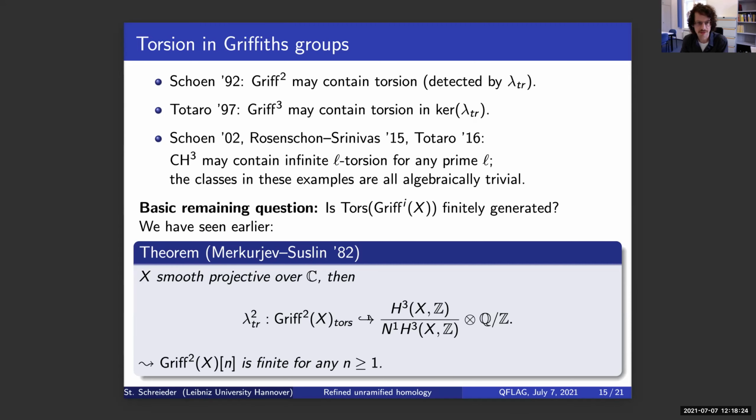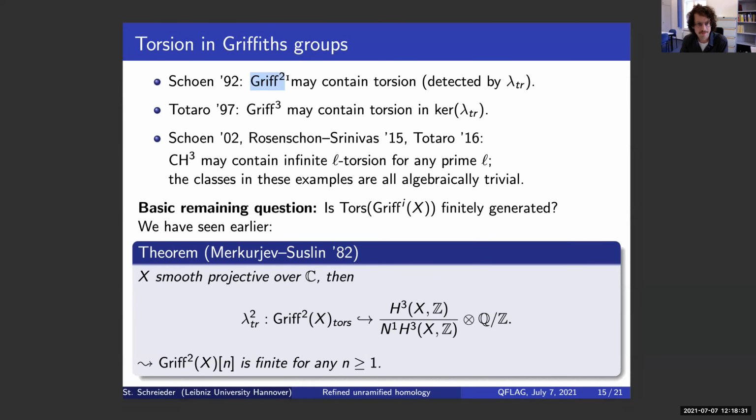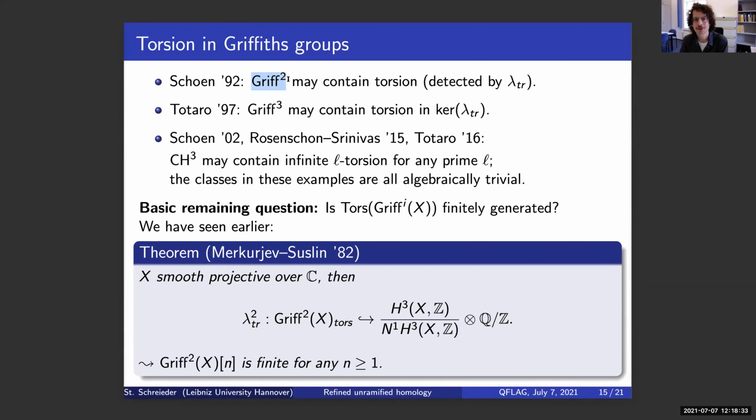And since that map is injective, by the way, we also see that in Griff 2, the transcendental Abel-Jacobi invariant is the only way you can detect, in some sense, a non-trivial class. But in Griff 3, you can have things that are in the kernel. That's what Totaro proved. Okay, so there is some finiteness statement for Griff 2.